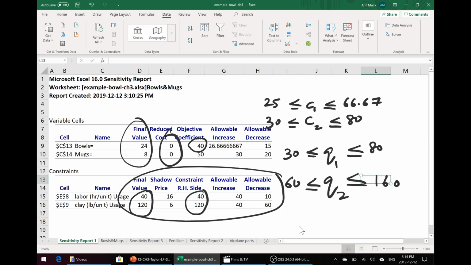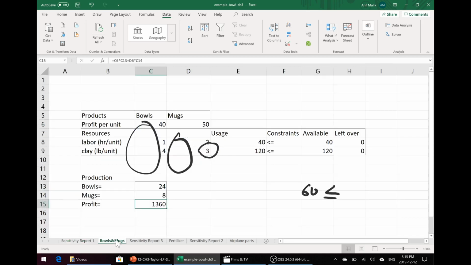So let's go back and see the changes. Okay, now here I remove this, and what we do is we change the coefficient value, just to show you the reduced cost concept and the ranges concept.